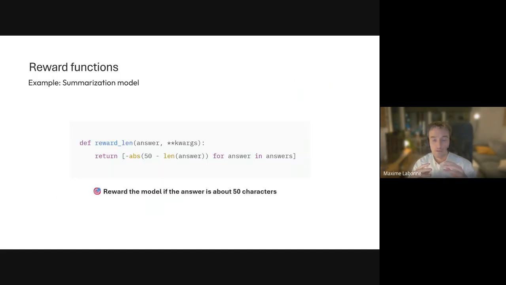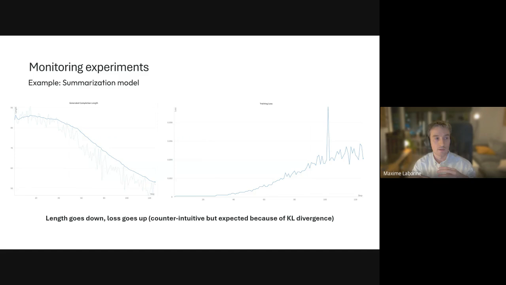And so it means that in GRPO, you have reward functions. It can be another LLM that is used in this reward function, but it can also be some Python code. So here's an example I made for a summarization model with Hugging Face. And the idea is that we want to reward the model if the answer is about 50 characters. So this is a bit of Python code to make sure that the length of the answer corresponds to these 50 characters.